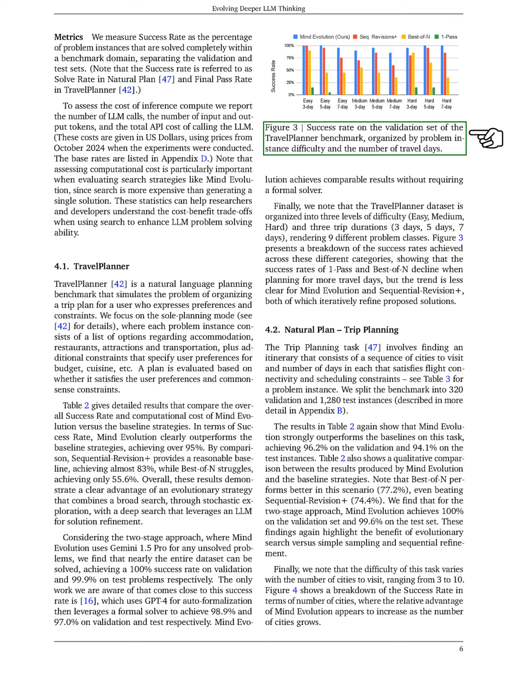Notably, mind evolution outperforms baseline strategies in terms of the number of candidate solutions required to achieve a certain success rate. We observe that the best of N method underperforms in the travel planner task, likely due to its inability to leverage implicit common sense constraints learned from evaluation feedback.